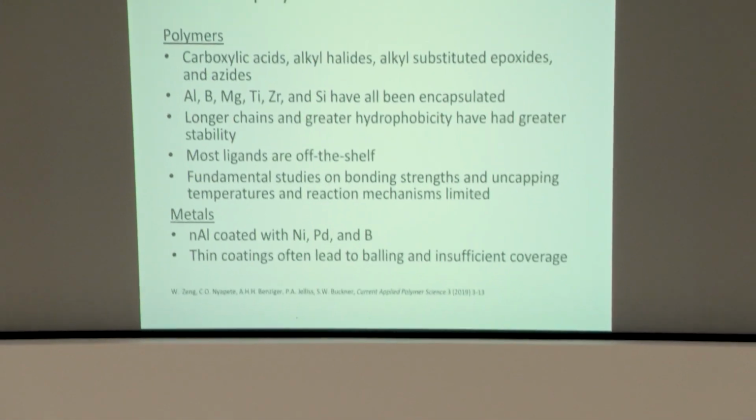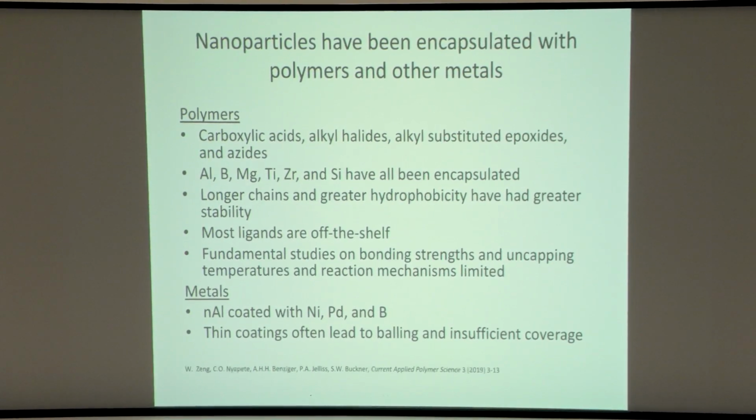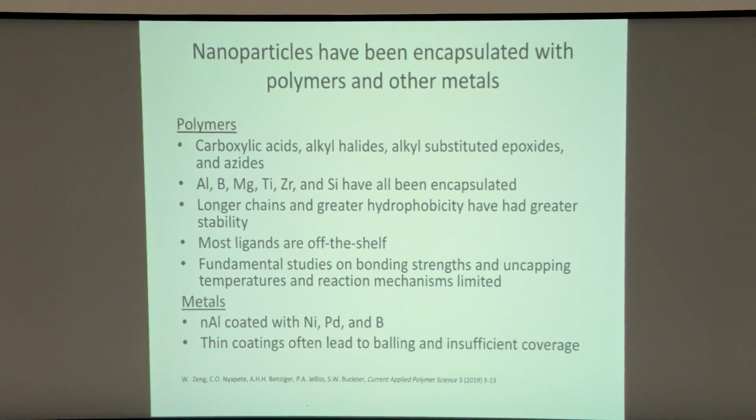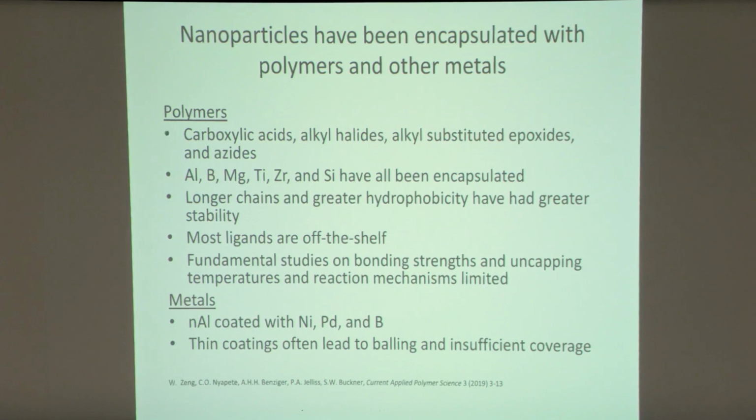Metals themselves have been coated with other metals. So for example, nanoaluminum has been coated with nickel, palladium, and boron. At the nanoscale, thin coatings often lead to balling and insufficient coverage. So if I put, for example, on a nanoaluminum particle a very, very thin layer of nickel, what you'll often find is because of surface tension during the fabrication process, the nickel balls itself into even smaller particles on the surface. And so it's very hard to get a very thin layer of nickel. I'd actually have to increase the thickness quite a bit to get complete coverage.